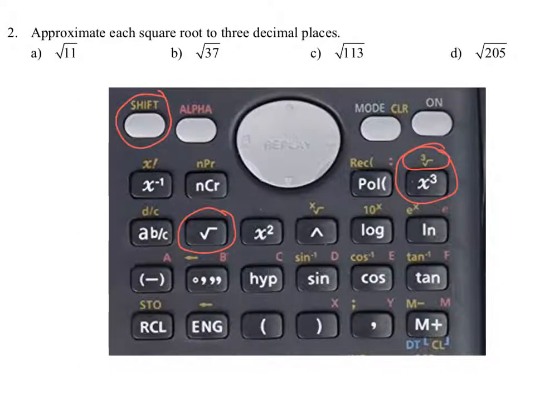Other nth roots could be done using this feature right here. So you're going to use the shift and then this button here. If you want to do the third root, you would type the 3 and then shift, this button here, and then the value. So make sure you're familiar with your calculator and how you can evaluate radicals, square roots, cubed roots, and so on.